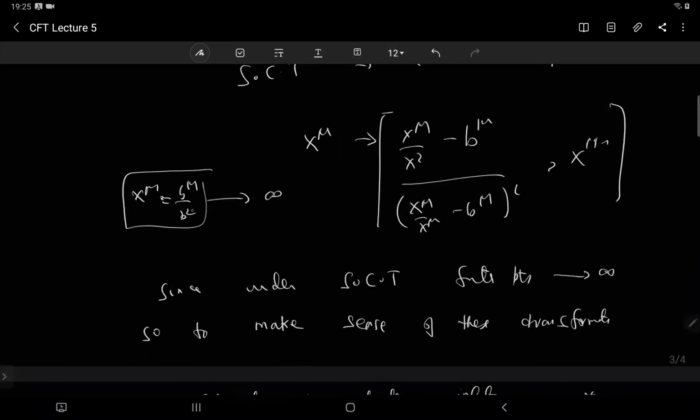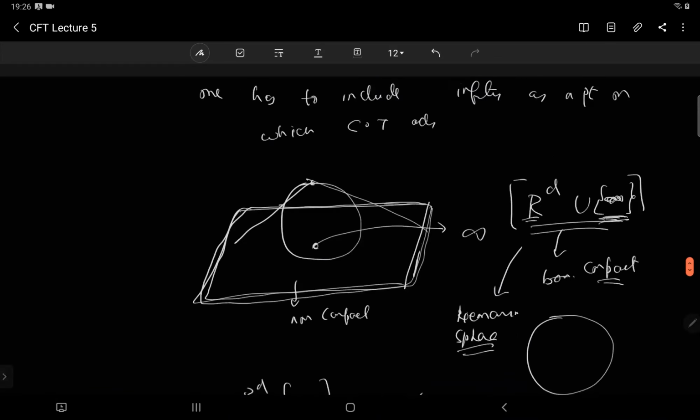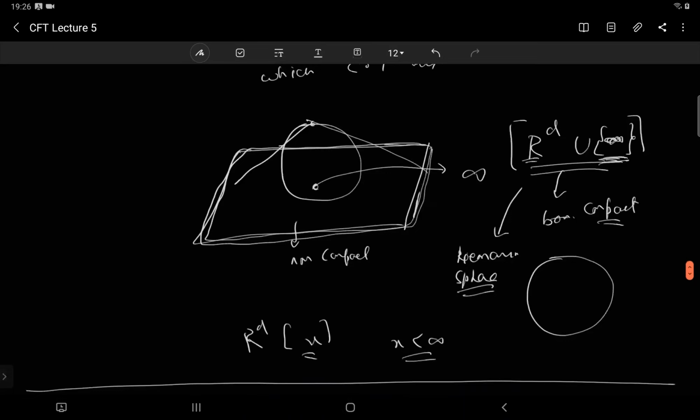So here the first statement is that under special conformal transformation, the point b mu by b square, x mu equal to b mu by b square, is mapped to infinity. Okay, so therefore it is not well defined. The special conformal transformations are not well defined on Rd, that is the d-dimensional flat space, because by definition flat space means all finite points, not the point at infinity, because there is no such thing as infinity.